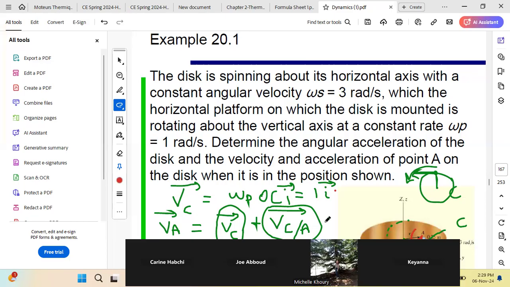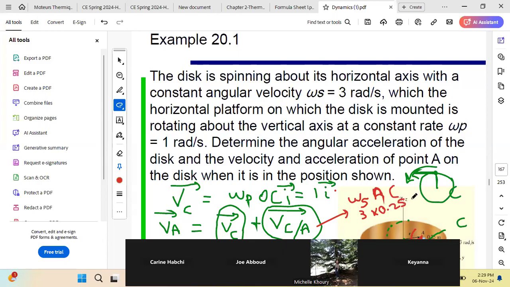So the velocity of A relative to C is equal to omega S times the radius of the circle of the disk, which is the distance between C and A, AC. And you know that omega S is 3. You know that AC is 0.25. So this will give you 0.75 along I.